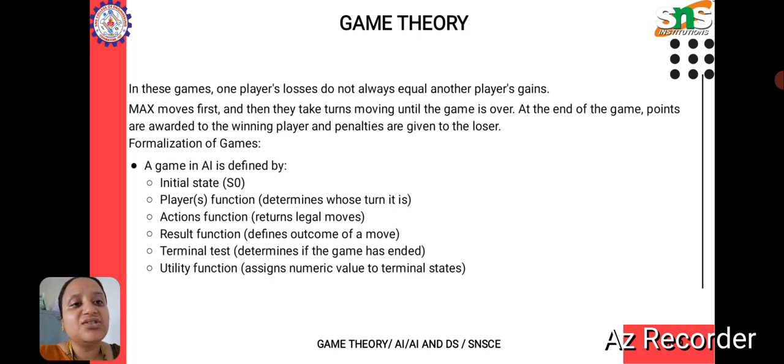Now the actions function is the different kinds of actions that a player does. The result function is the result that is obtained. The terminal test is the terminal outcome process that is involved. Utility is the different numerical values that are assigned to the terminal state.